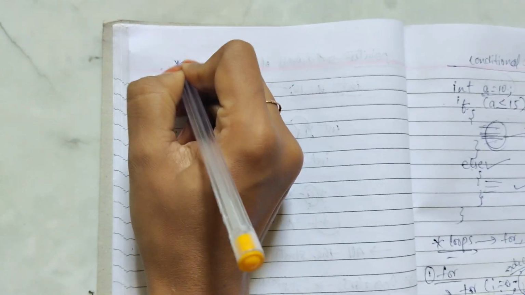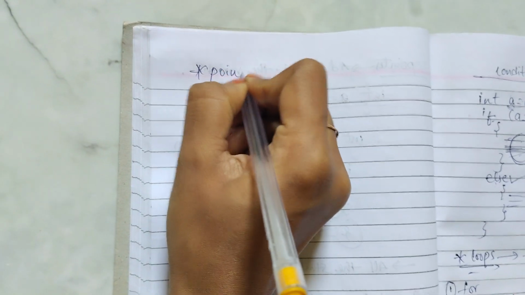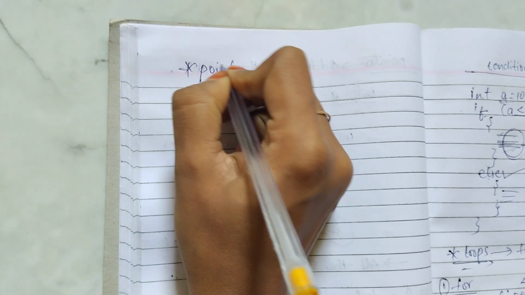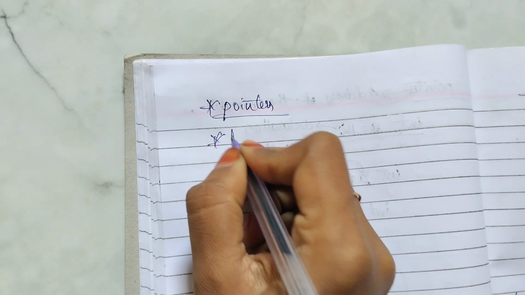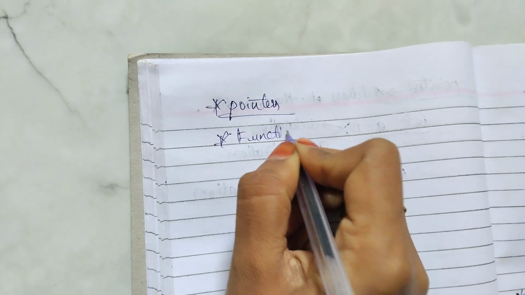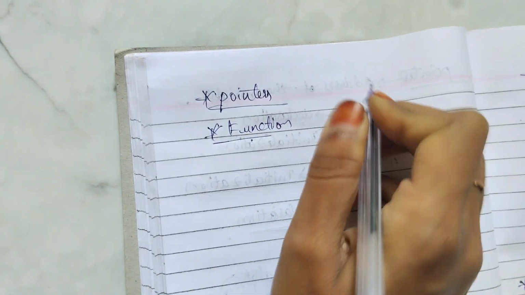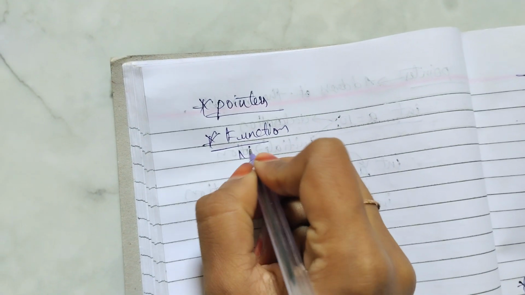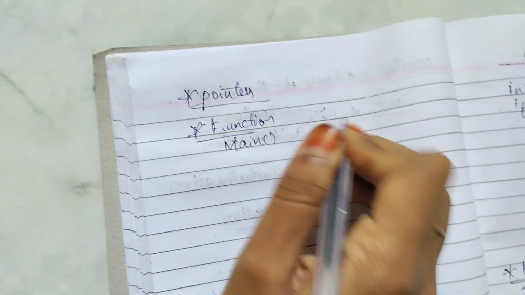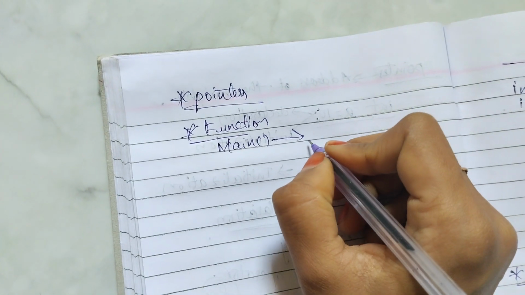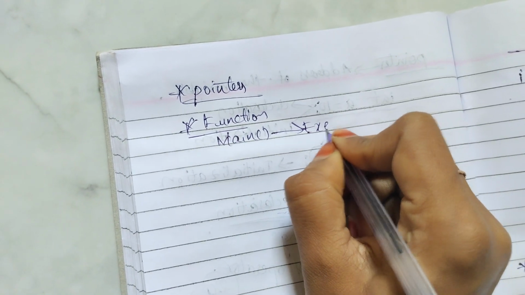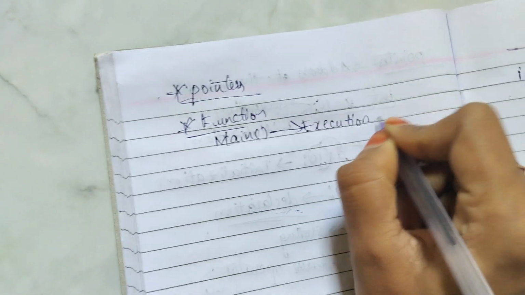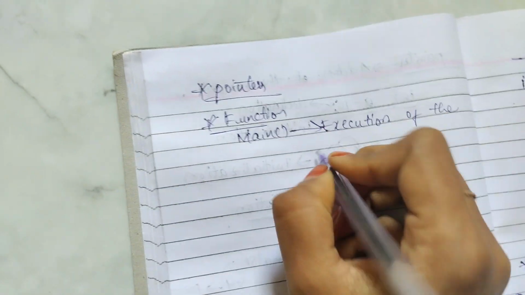And the last concept is pointers. Sorry, I have already explained pointers. I'll explain functions. What is meant by a function? We have the main function, which I have already mentioned. It tells the compiler from where the execution of the program starts. From the main function only, the execution of the program starts.